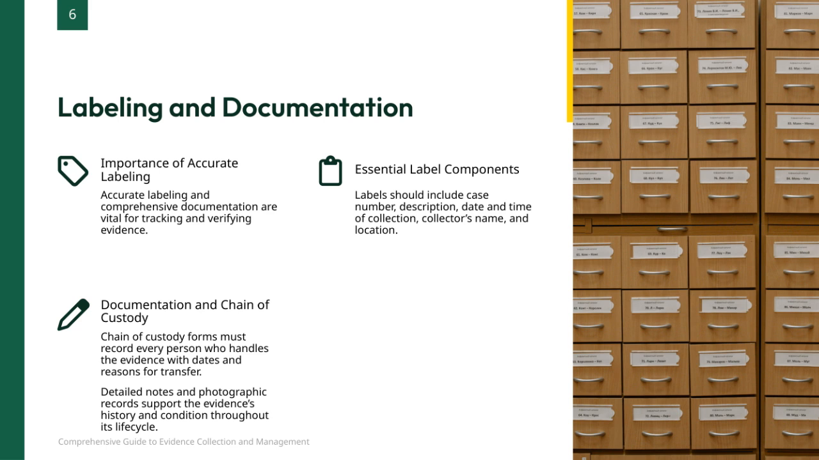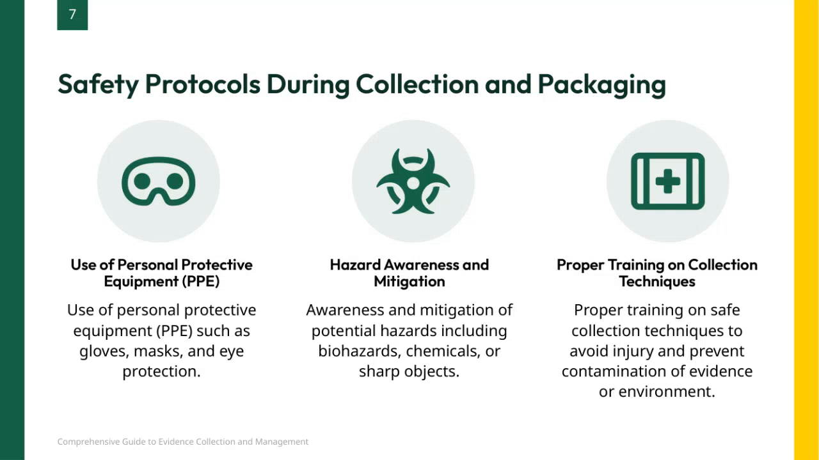Maintaining detailed notes and photographic records further supports the evidence's history and condition, ensuring its reliability from collection through to presentation in court. When handling collection and packaging, the first priority is always safety. This means consistently using personal protective equipment like gloves, masks, and eye protection to shield ourselves from potential risks.